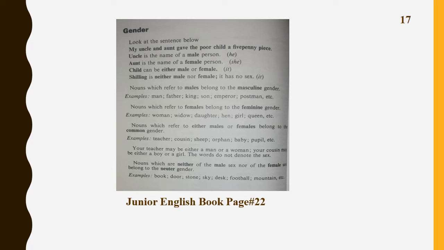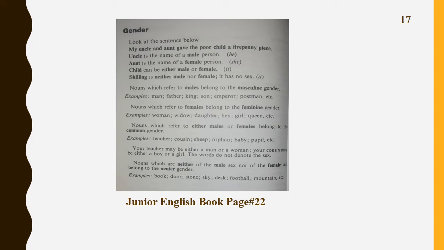Now look at this slide carefully. This is from your book, Junior English, page number 22. You can open it in front of you. What is written in your book? You have a look. Look at the sentence below. My uncle and aunt gave the poor child a 5-penny piece.